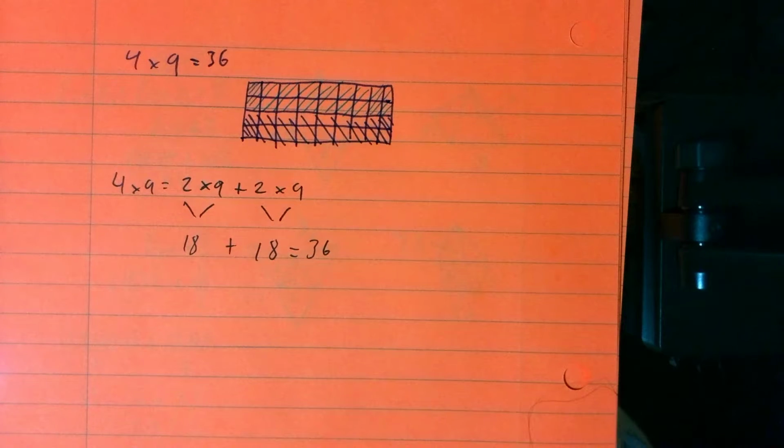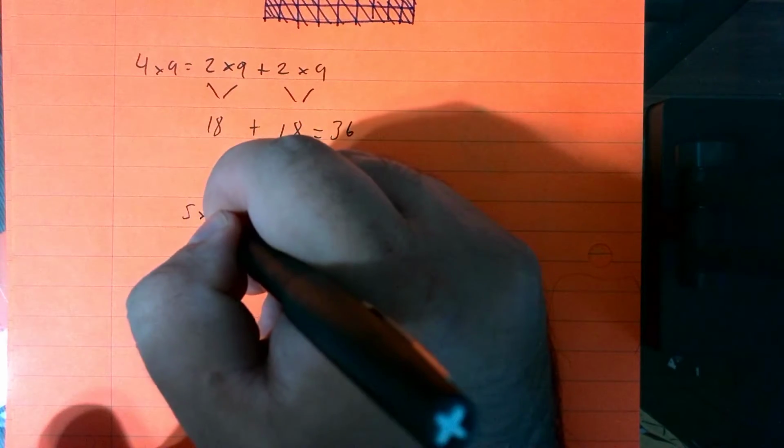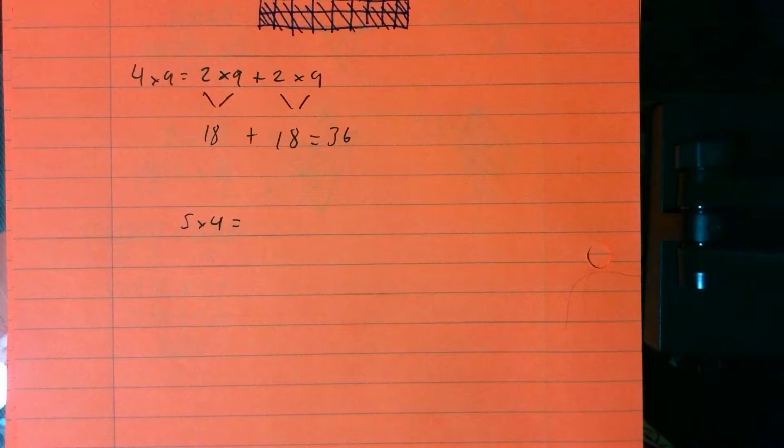Let's look at number 3 real quick. Number 3 on your independent practice is 5 times 4, right? So 5s are pretty easy, but let's say we don't know, right? This is 20.